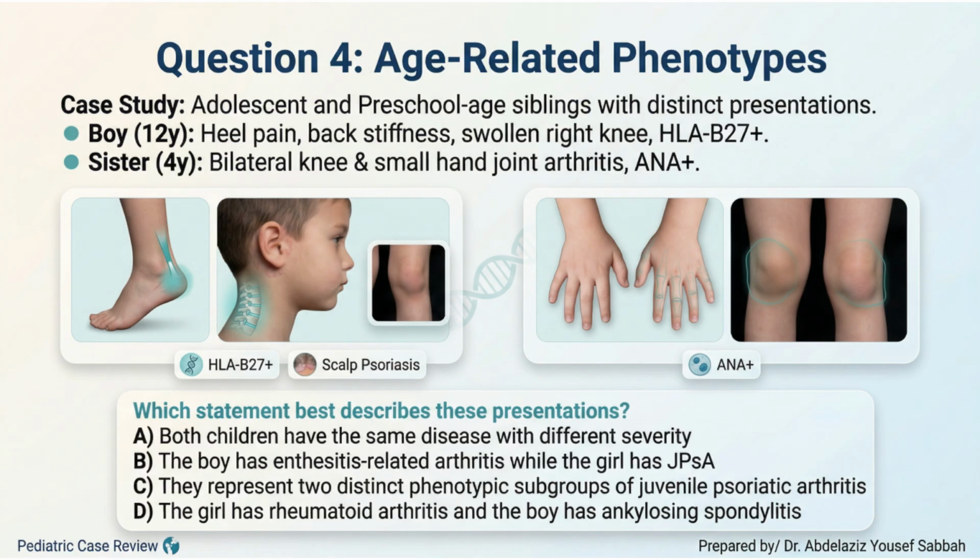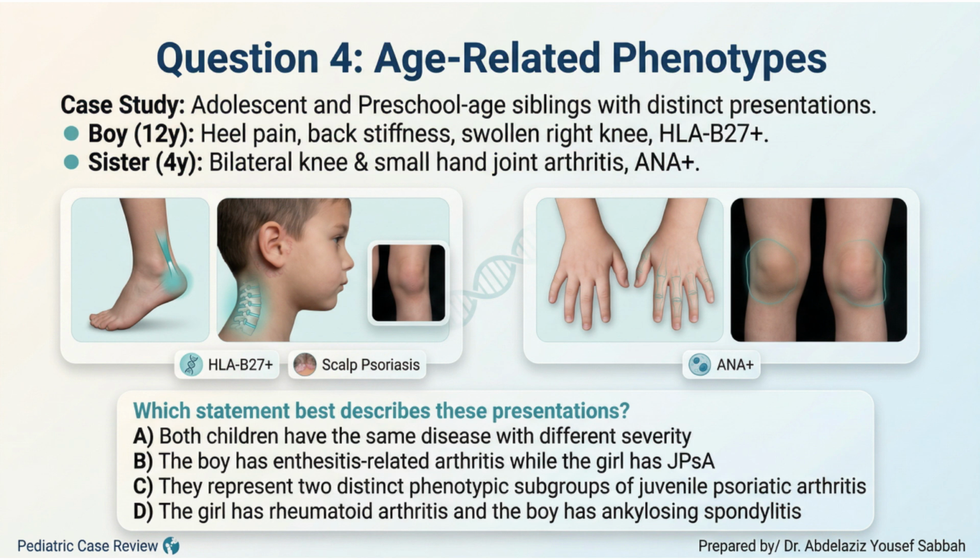Case 4. Two siblings are presented with distinct clinical features. The boy is 12 years old and has heel pain, back stiffness, a swollen right knee, and is positive for the human leukocyte antigen B27 marker. He also has scalp psoriasis. His sister is 4 years old with bilateral knee and small hand joint arthritis and is antinuclear antibody positive. Which statement best describes these presentations?